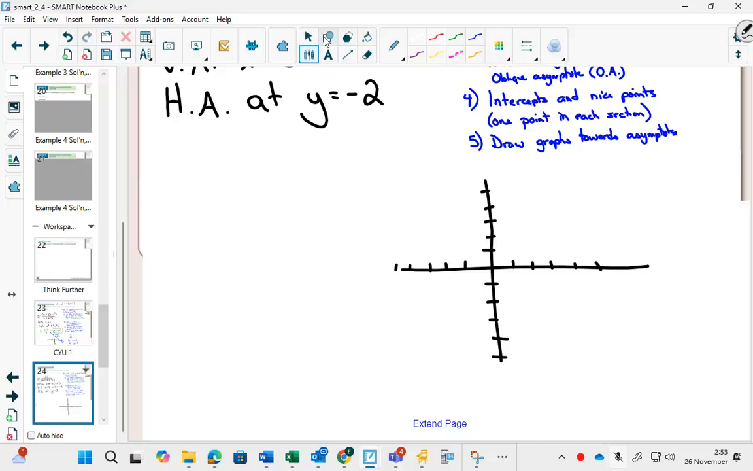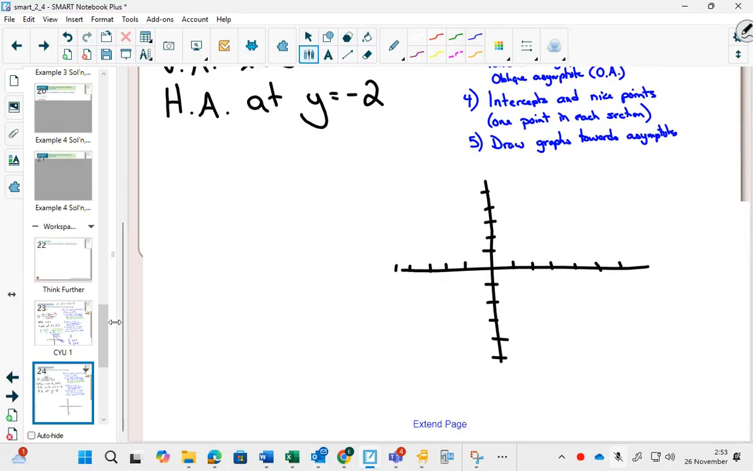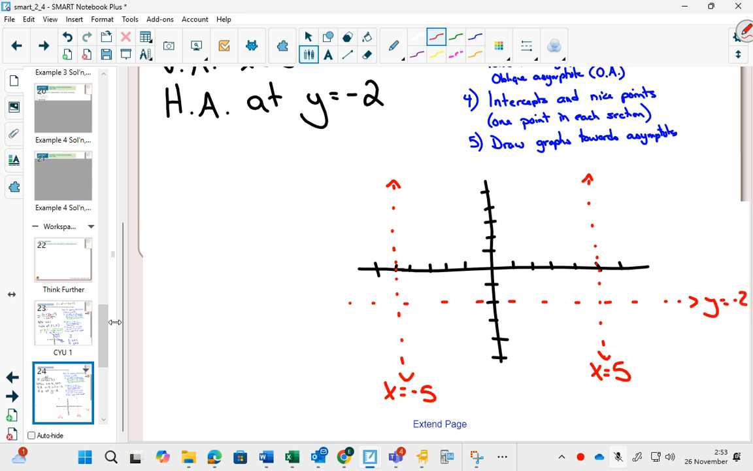Okay, asymptotes at, was it 5 and negative 5? Yes. All right, 1, 2, 3, 4, 5. And 5. And then at negative 2. Oh, this is a fun graph. What weird things happen in this graph?